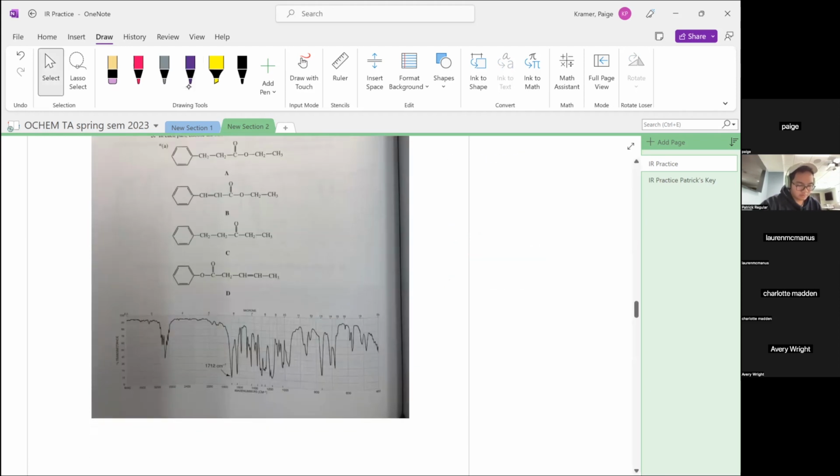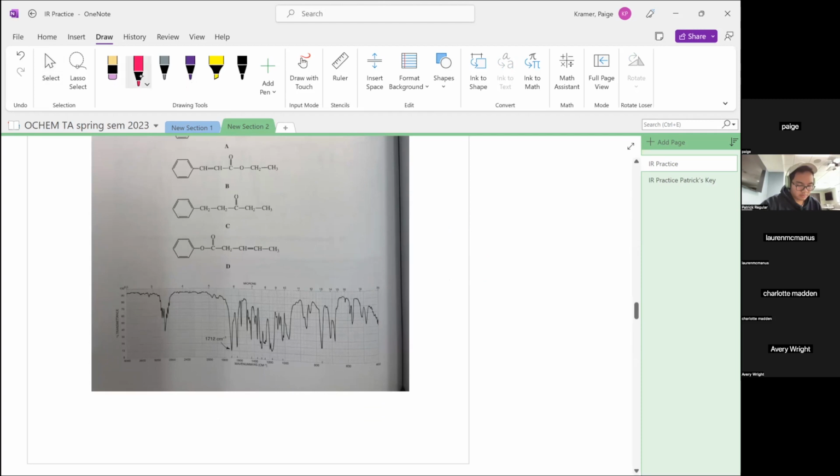Okay. And then this last one right here. This is our C double bonded O. We have no OH. And then now we're going to look for a C single bonded O, which could be probably these. No, sorry, yes. CO. So then that means we have an ester as our functional group.